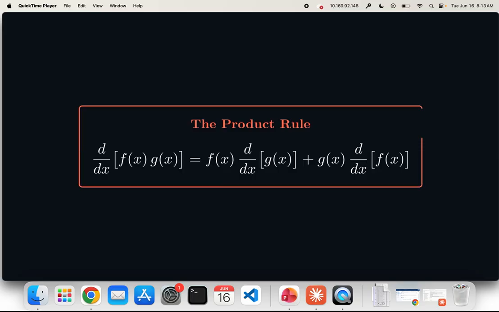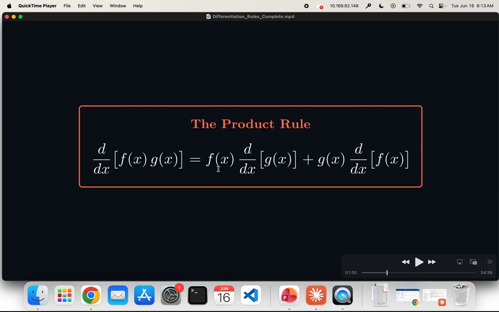Okay, here's the product rule. It says that if I want to differentiate a product of two functions, then again, a common mistake is to differentiate them separately and multiply them. That's actually not correct. If you differentiate the product, we have to use the product rule, which is that here's the f of x with the first function, g of x with the second function.